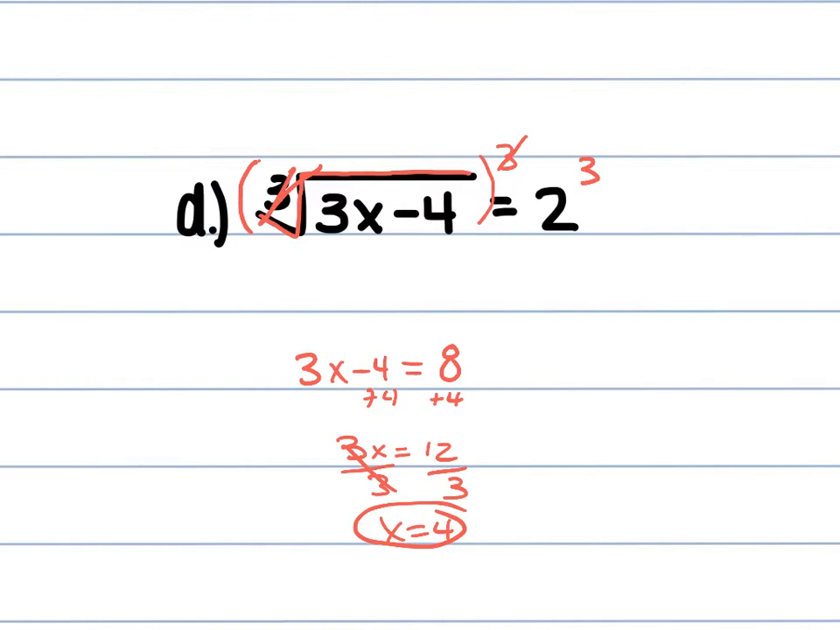You had a thought there, and you were processing it. How did I get 8? Because this was 2 cubed. 2 times 2 times 2. 2 times 2 is 4. Times another 2 is 8.